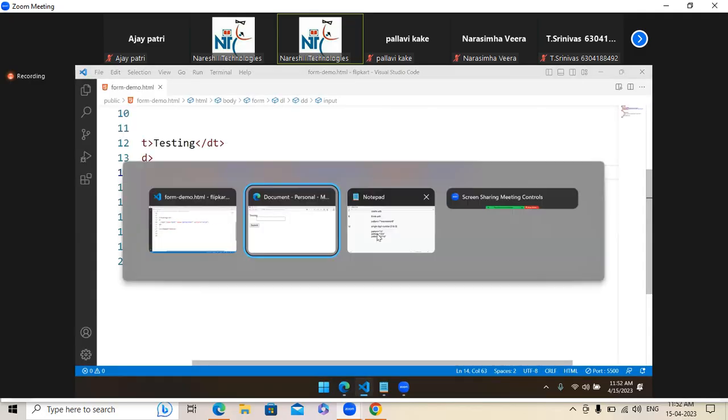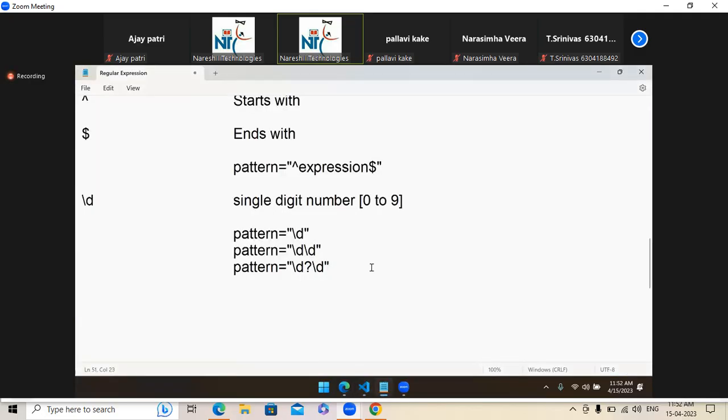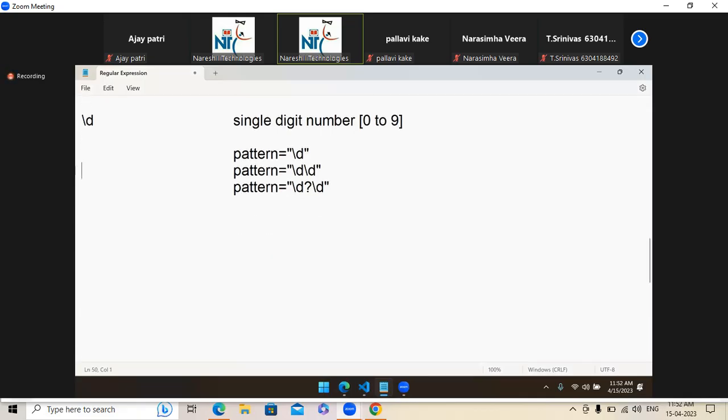That is how we generally write the patterns. So \d indicates only numeric. And how many digits numeric? 1. Suppose I want 4 to 10, or I want 20. Then you don't need to write it 20 times.